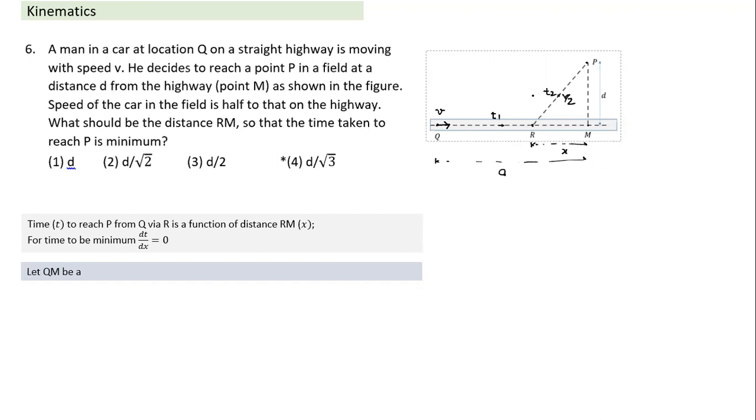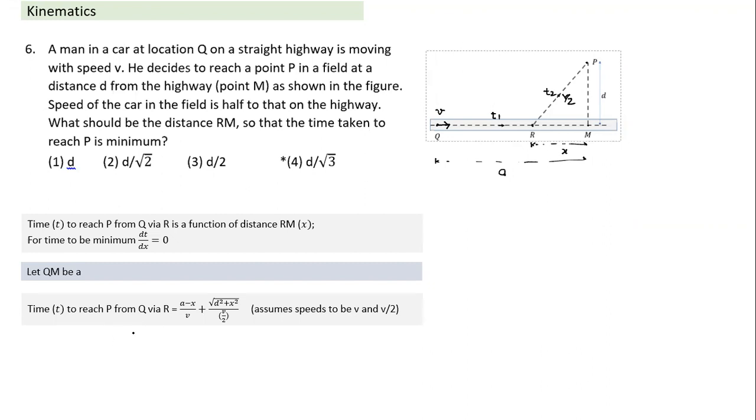I can very easily write the expression for T1 plus T2. Time T to reach P via Q will be equal to this distance, which becomes A minus X, divided by speed, that becomes the first part of the time interval. And the time taken from R to P will be equal to this distance divided by speed. What is this distance? This is D and this is X, so the root of D squared plus X squared divided by V by 2. We assume the speeds to be V and V by 2. Whatever quantities are not given, we assume those quantities. So this is the value of T.